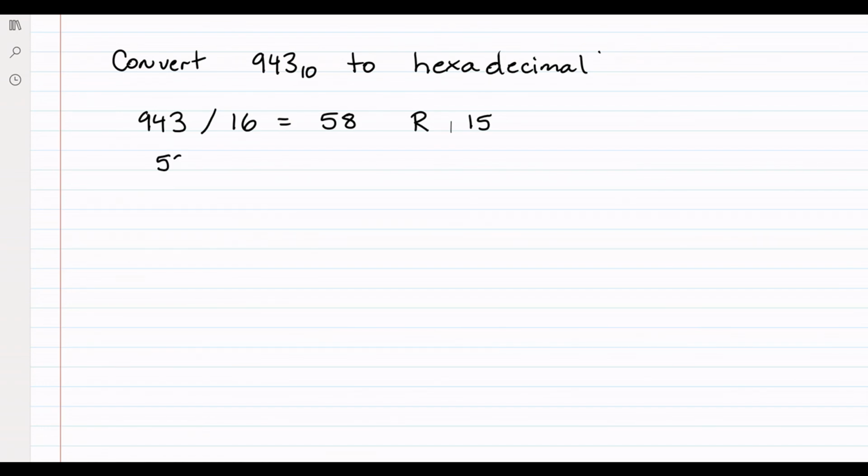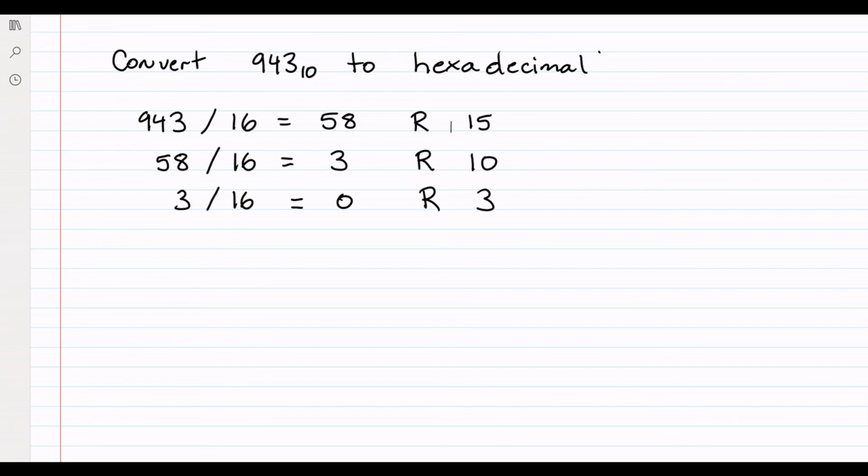Okay, so now I do 58 divided by 16, which is 3 with a remainder of 10. So the same process. 58 divided by 16 is 3 point something on your calculator. 16 times 3 gives you 48. So 58 minus that 48 gives you the remainder of 10. And now 3 divided by 16 is equal to 0 with a remainder of 3.